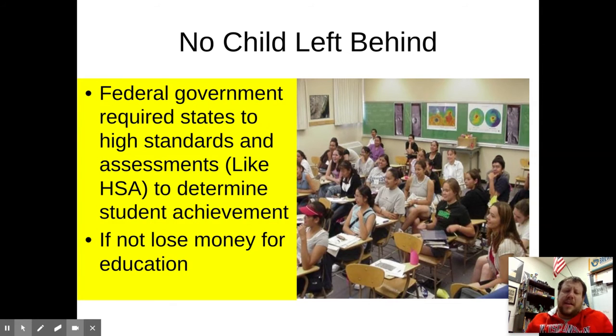No Child Left Behind was a mandate that hit me. Basically, the federal government had to require states to have high standards and assessments like the ACT, like all kinds of stuff to determine student achievement. And for you guys that were seniors or are juniors taking the ACT, if you don't have that test, don't require that testing, then you lose money for education.